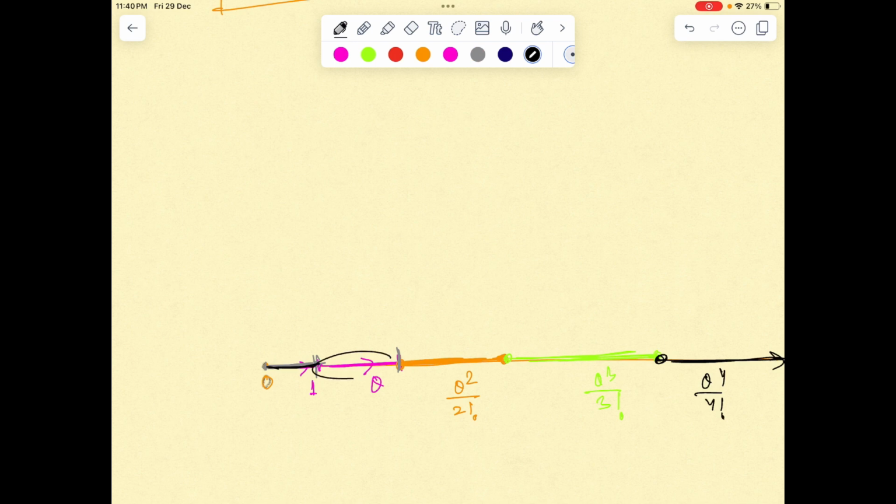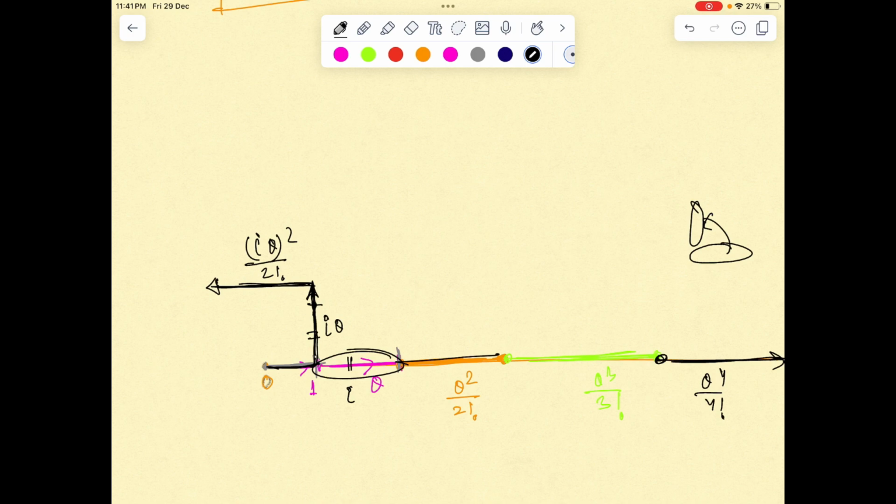Now if we take 1 plus i theta, so this is theta, this distance. If I multiply by i, it will simply rotate by 90 degrees, right, in the anti-clockwise sense. So here we have this distance equals this, and it's i theta. What about i theta whole square by 2 factorial, the third term of the Taylor series? So the third term of the Taylor series, here we go, exactly here. That represents i theta whole square by 2 factorial. We can clearly see it's in the negative region, so we'll go in this direction.